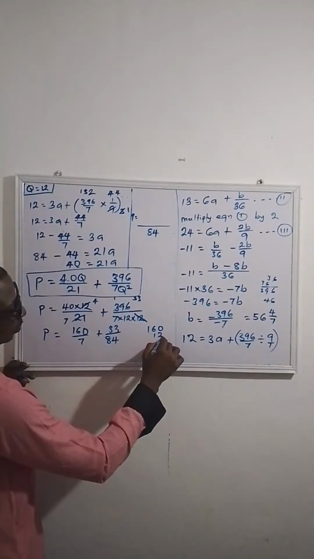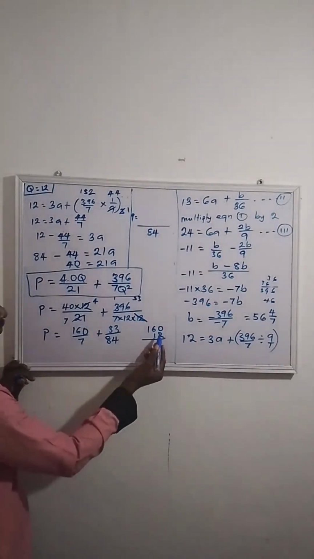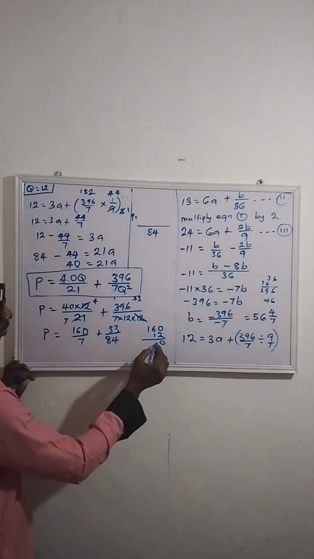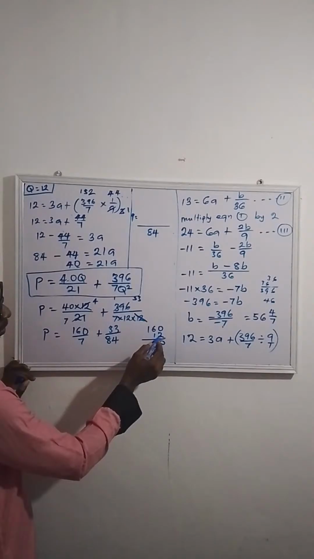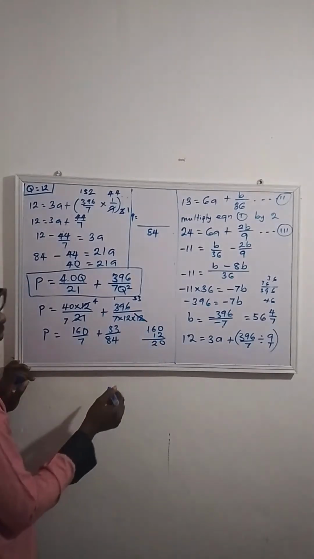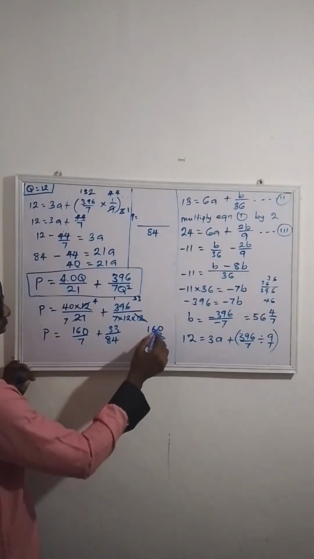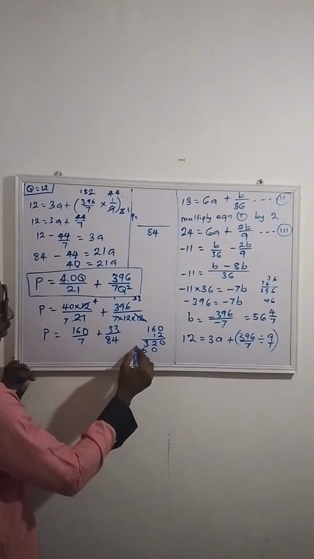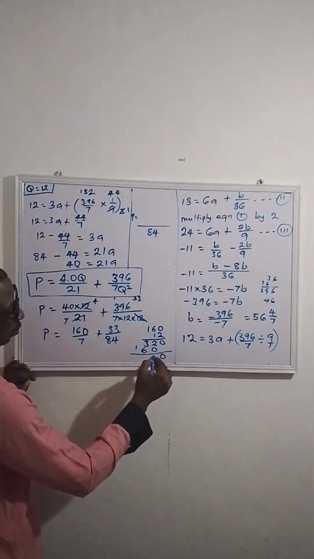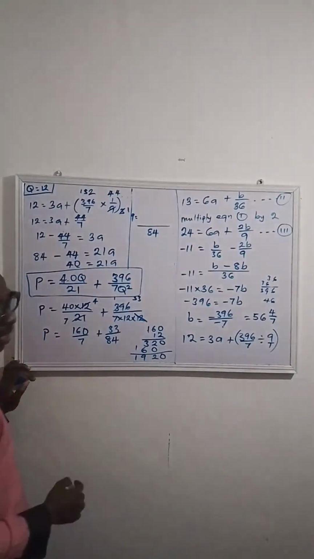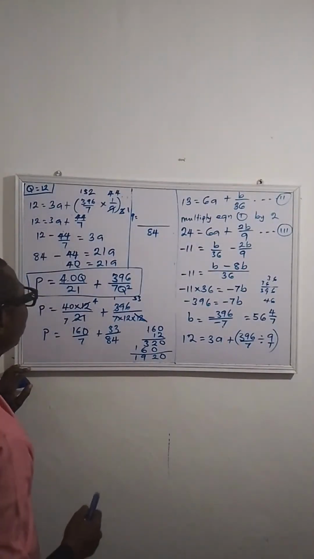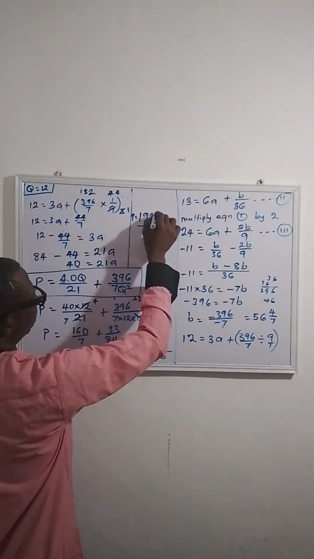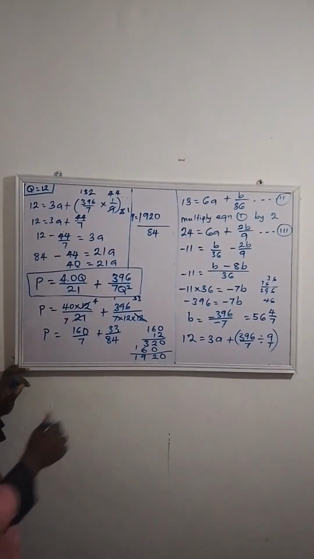160 times 12. So we have 2 times 0 is 0. 2 times 6 is 12, so we write 2. Now 2 times 1 is 2 plus 1, that is 3. So 1 times 0 is 0, 1 times 6 is 6, 1 times 1 is 1. So you have 1,920. Okay, so that's what we have there.